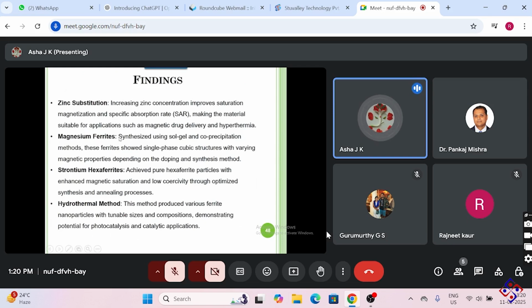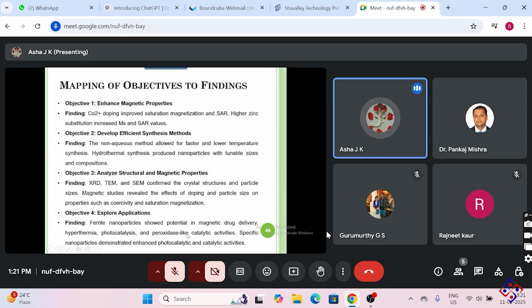Second thing is magnesium ferrite synthesized using sol-gel and co-precipitation methods. These ferrites show single phase cubic structures with varying magnetic properties depending on the doping and the synthesis method. Third thing is strontium hexaferrites, which achieved pure hexaferrite particles with enhanced magnetic saturation and low corrosivity through optimized synthesis and annealing process. Hydrothermal method: this method produced various ferrite nanoparticles with tunable sizes and compositions, demonstrating potential for photocatalysis and catalytic applications.